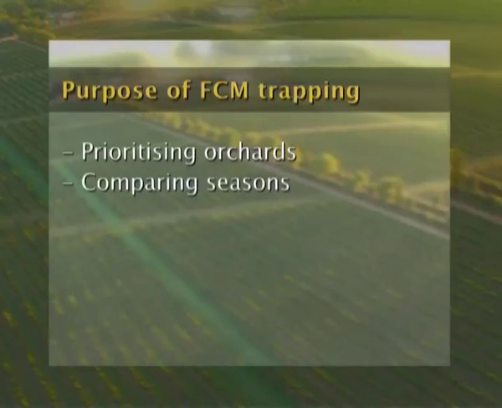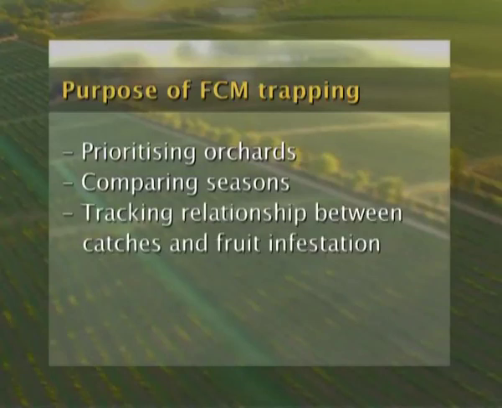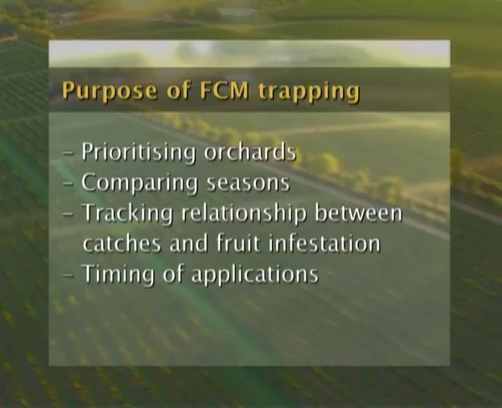They are also used for comparing one season with another, and they're used for trying to establish a relationship between moth catches and fruit infestation. And lastly, traps are used for accurate timing of virus sprays. If a virus is going to be sprayed in that orchard for FCM control, it should be applied approximately 1.5 weeks after a peak in FCM catches.